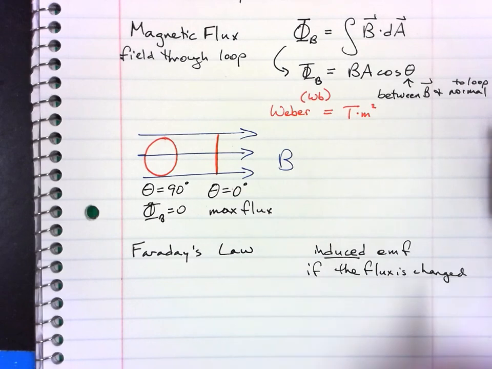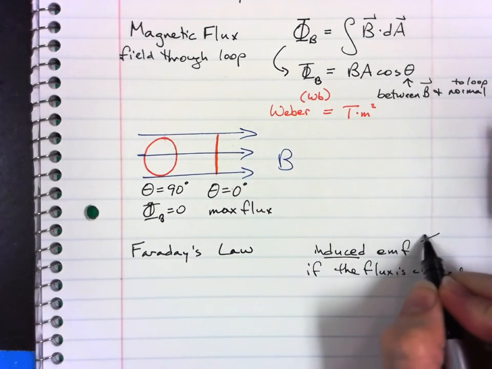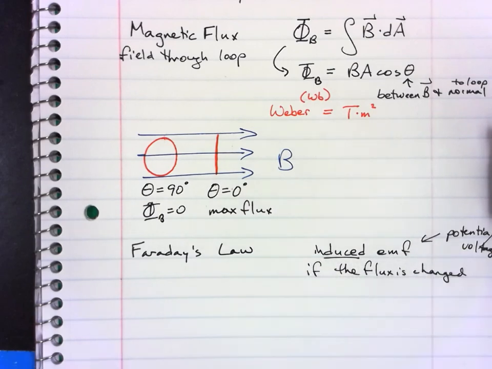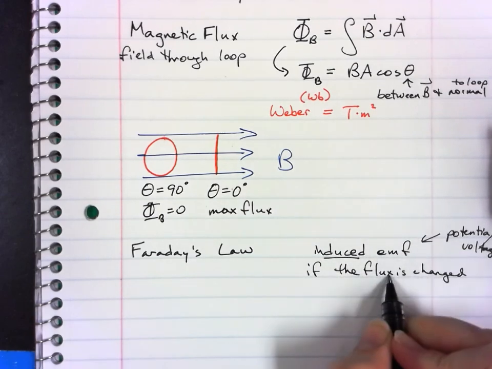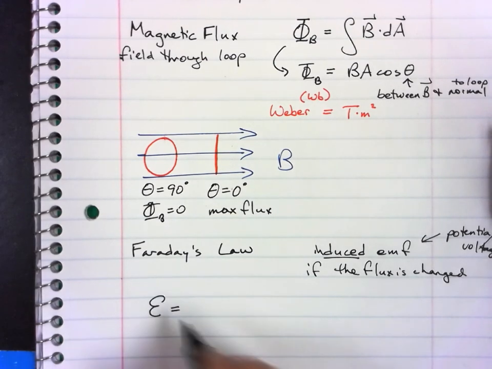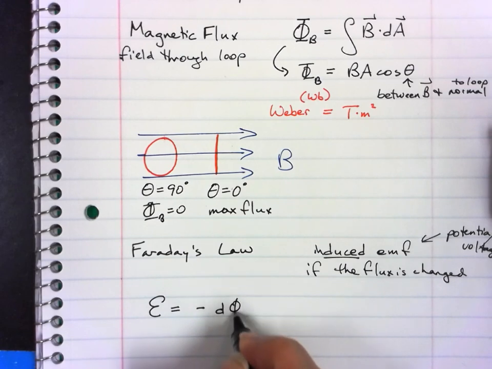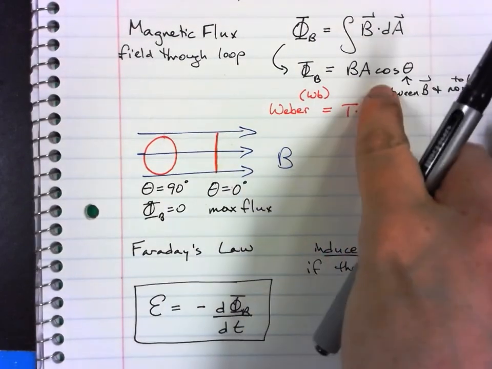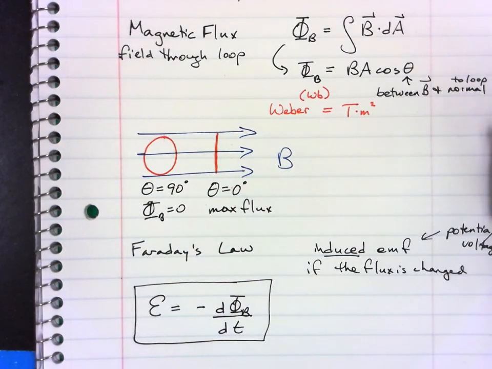Now, induced meaning we're making one from what looks like nowhere, though that's not nowhere. EMF, remember, is the same thing as potential, or voltage. So we are inducing a voltage, but only if the flux is changed. So here's the actual equation: EMF equals negative d flux dt. So here is the main thing. Yes, of course you need to know flux too, but here's the main Faraday's law.